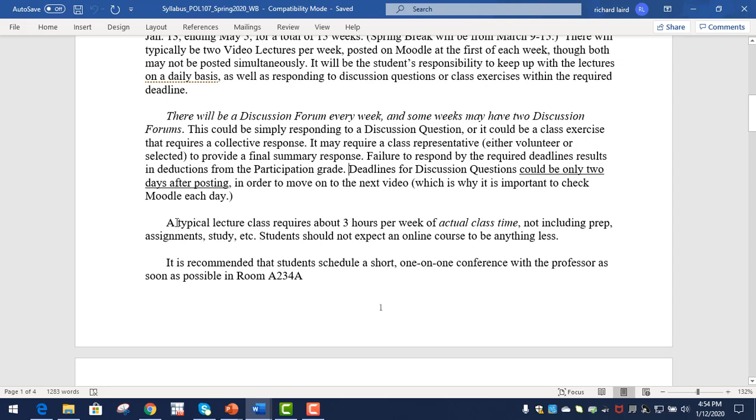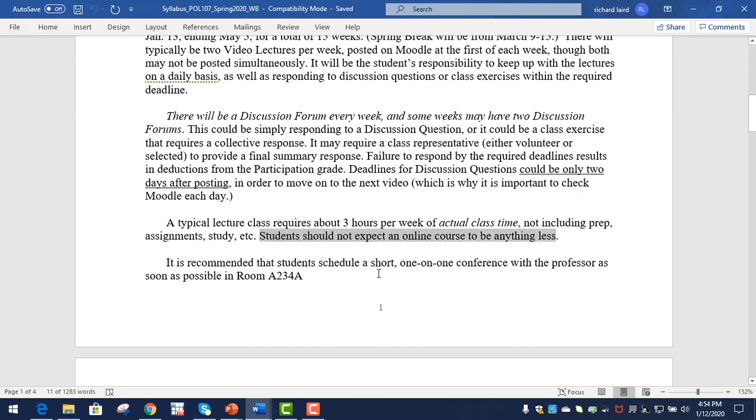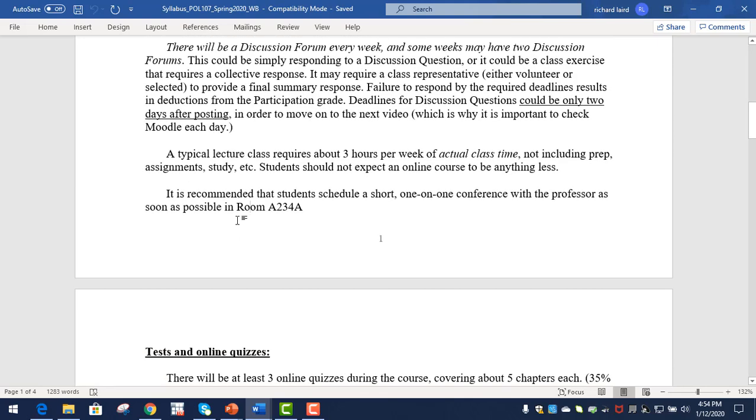So keep in mind, in a typical lecture course, you're looking at at least 3 hours a week of just sitting in class time. And that doesn't include anything as far as preparing for the class, reading assignments, studying for the test, etc. So for an online course, you should expect the same thing. You will want to put the required amount of time into the class in order to expect a decent grade out of that class. So one thing that I would highly recommend, and in fact I will just go ahead and say I will require this.